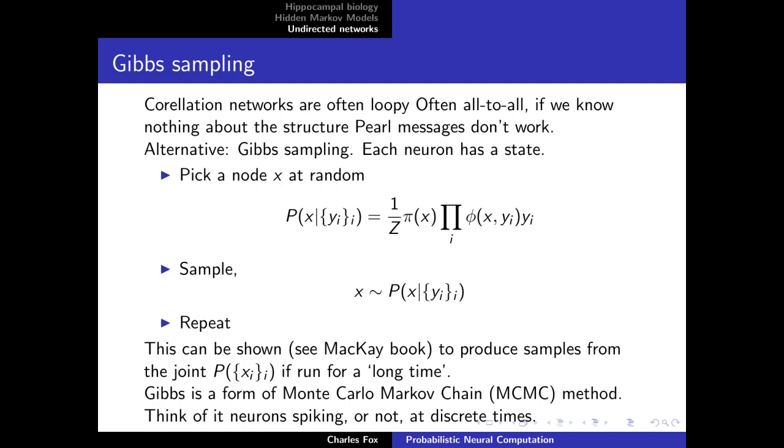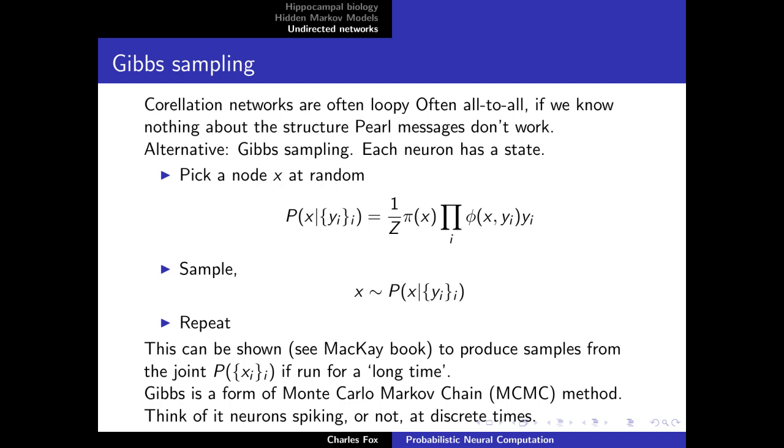So you have your whole net laid out and you go around, you pick nodes out, and you say, am I going to turn you on or am I going to turn you off, depending on the nodes around you, and you do this thousands of times. And it turns out, I'm not going to do the proof because it's hard, that this will produce perfect samples from the joint distribution.